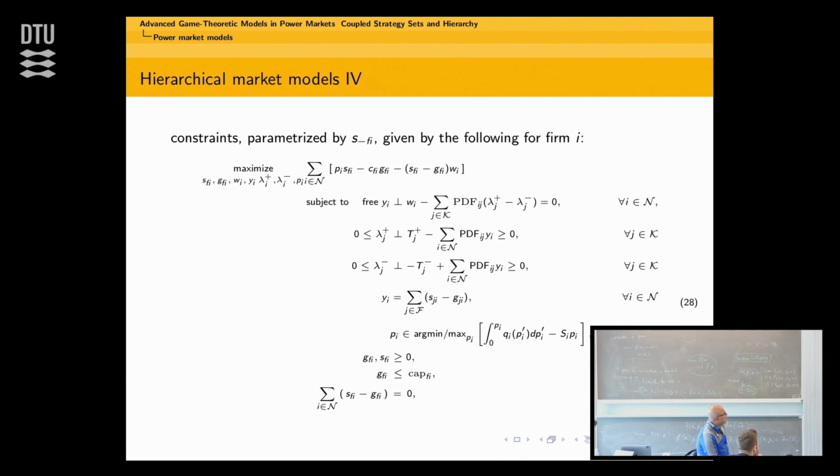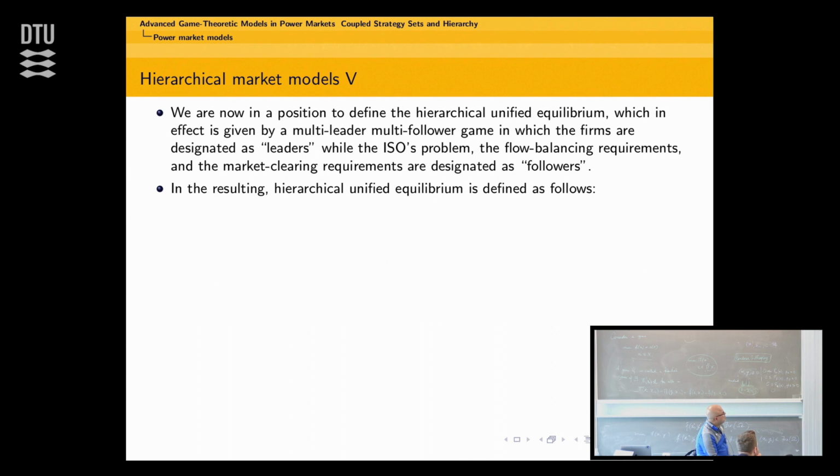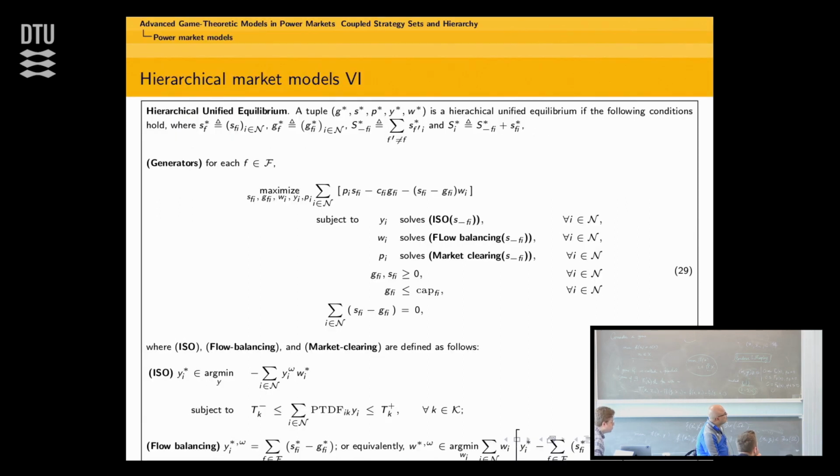You're now strategic with respect to the transmission decisions. Okay, so now you can define what is called the hierarchical unified equilibrium, which is given by a multi-leader, multi-follower game, and you have this structure. Generators are Stackelberg leaders with respect to this, where the ISO's problems are defined like this, and the flow balancing problem is like this.